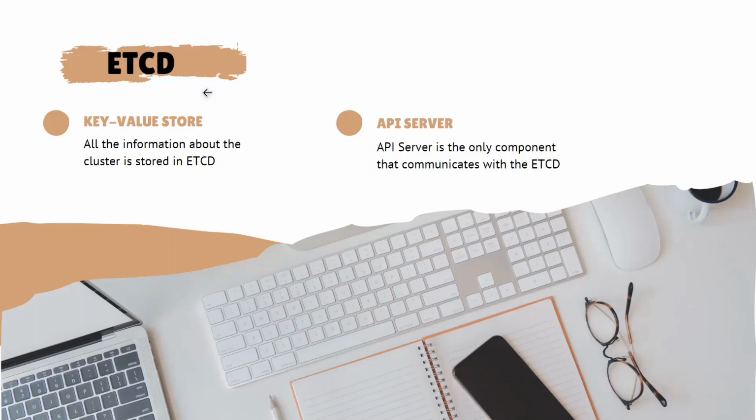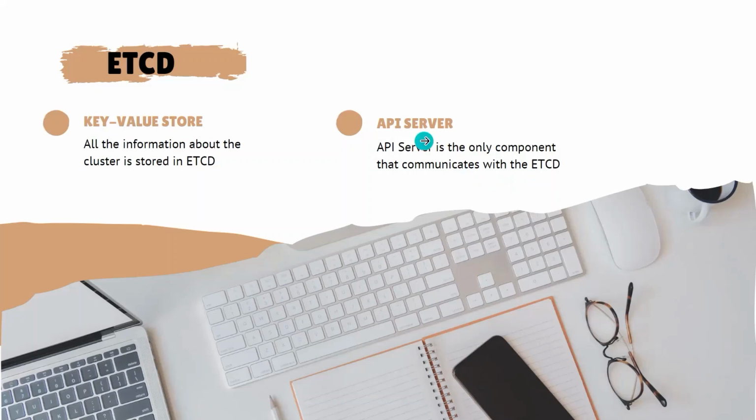The next component that we are going to see in control plane is etcd. So etcd is a key value store. All the information about the Kubernetes cluster is stored in etcd. So all the configurations and the metadata of the Kubernetes objects like pods, deployments, stateful sets, daemon sets, secrets, config maps, etc. So all these configuration and metadata of these Kubernetes objects is stored in etcd. It will also store information about the worker nodes and which pods deployed on which nodes, etc.